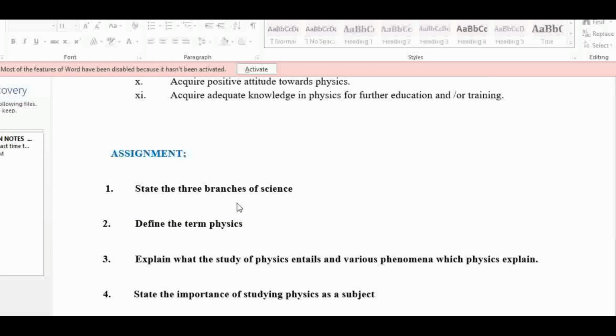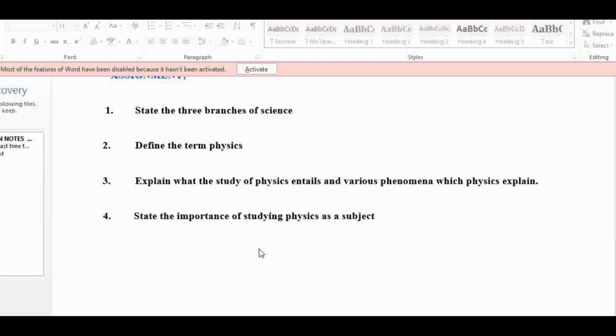Thus marks the end of our first lesson. Now the assignments are as follows. I want you to write down the following assignments. State the three branches of science. Define the term physics. Explain what the study of physics entails and various phenomena which physics explains. And lastly, state the importance of studying physics as a subject.